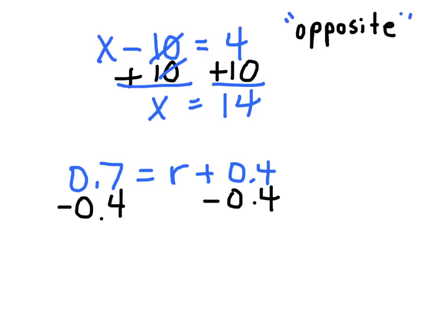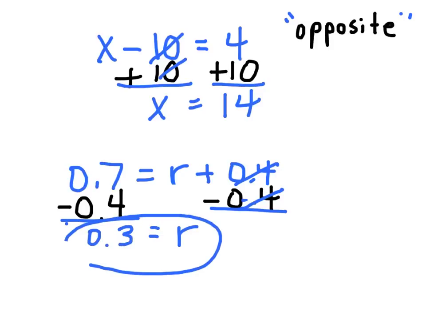And I'll end up with R all by itself, because again, 0.4 plus or minus 0.4 is 0, so that goes away. And then over here, I get 0.3 is the difference. And so that's the value of the variable that makes the equation true. R equals 0.3.